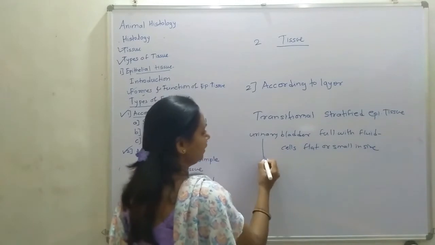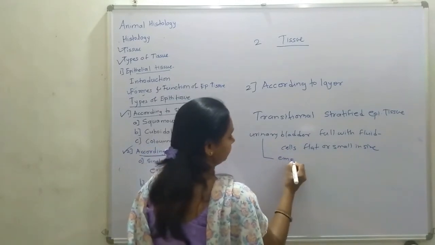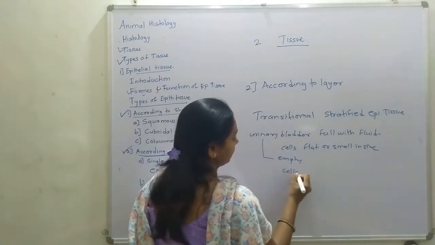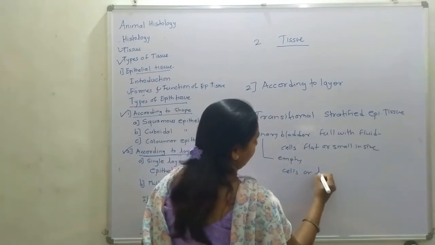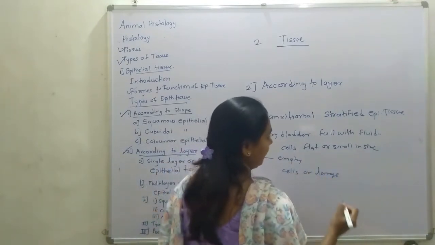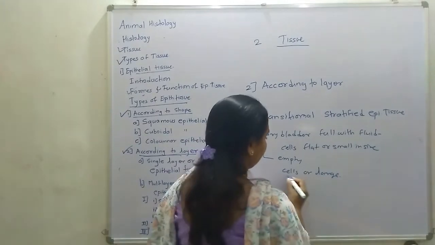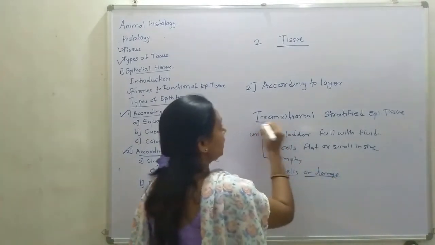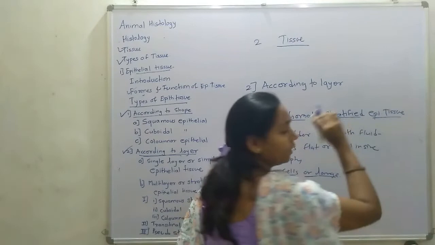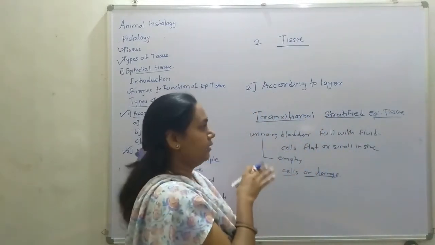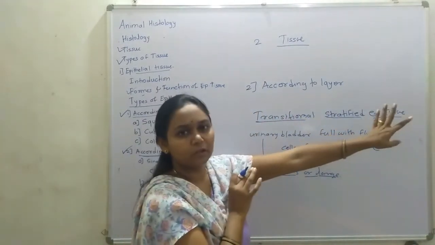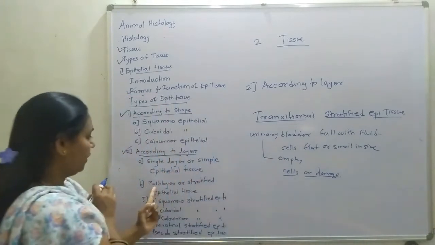But when the urinary bladder is empty, the cells are large or complex. It is called transitional stratified epithelial tissue. This is a different type of the stratified epithelial tissue according to this multi-layered state.